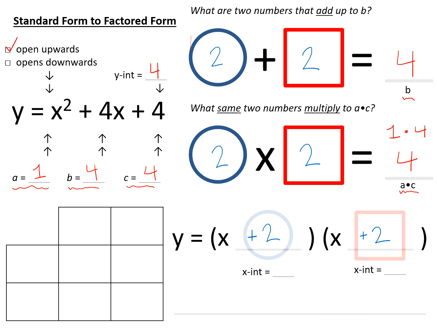Therefore, the quadratic relation in factored form is y equals x plus 2 multiplied by x plus 2. We can further simplify this, but I'm just going to leave it like so. And if you recall, in factored form, you can determine the x-intercepts. So the x-intercept here would be negative 2, and the other x-intercept would be negative 2 as well.